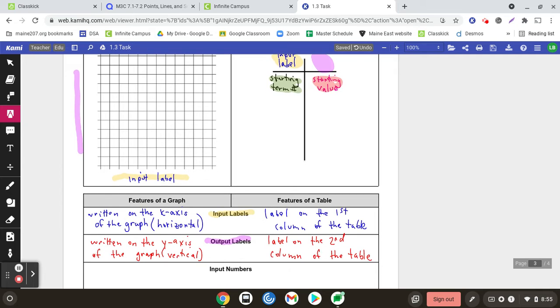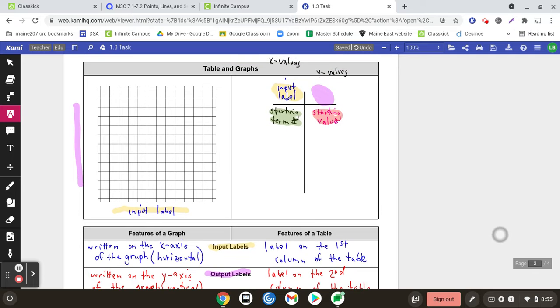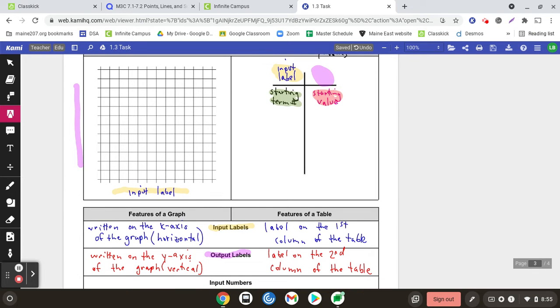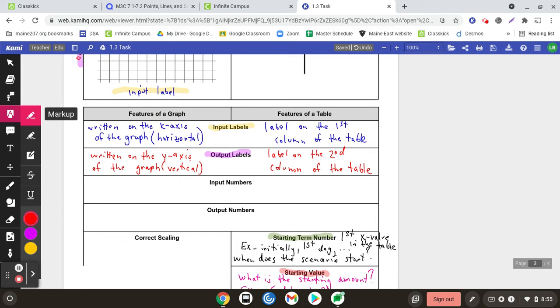I realize I've got a purple label on the graph that was not labeled, and a purple label on the table that is not labeled. So let me go to purple. It looks like purple was called output values. So let me label this output values. I'm sorry, I forgot to do that initially. And let me label this output values. Glad I'm seeing that now.